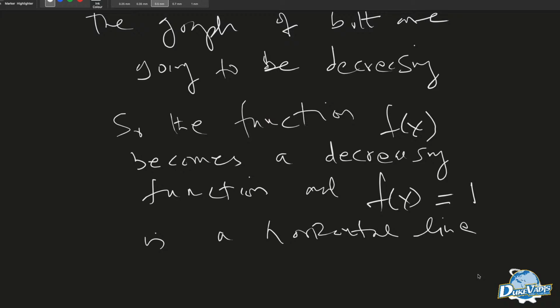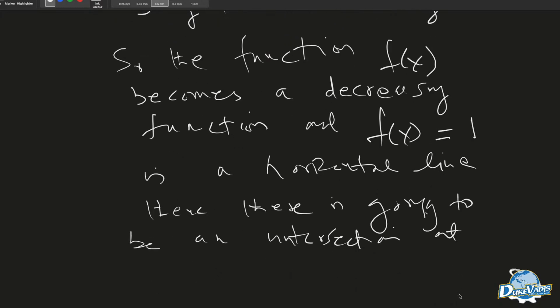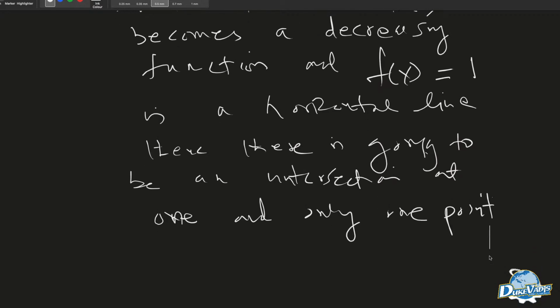there's going to be an intersection at 1 and only 1 point. You see, there's going to be an intersection at 1 and only 1 point.